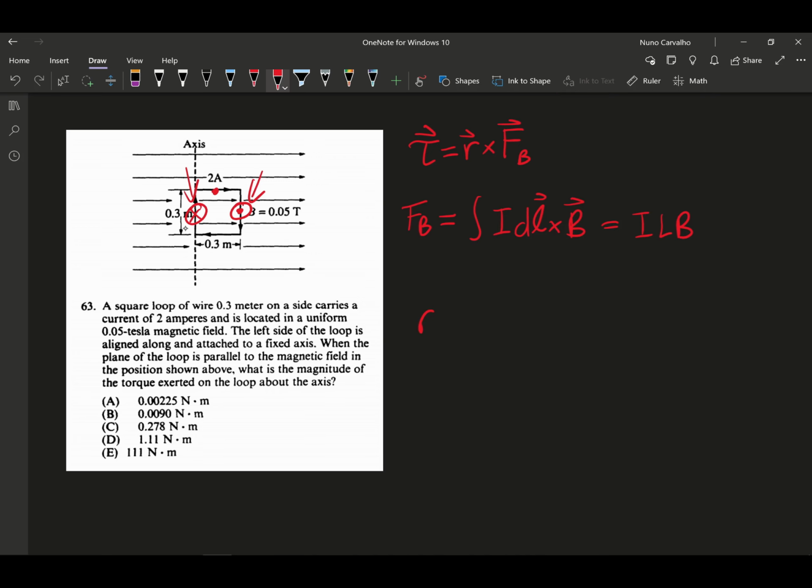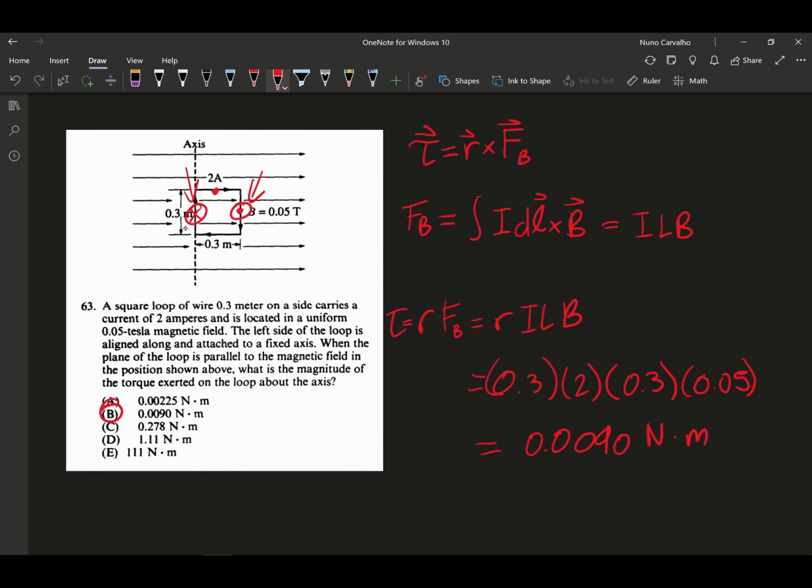Which is to say we're doing the torque is going to be R times FB, which is to say R times ILB. And so the length is going to be 0.3 meters, and the R is actually also going to be 0.3 meters, and we can tell because it's a square loop, which is to say we're doing 0.3 times, well, the amperes is 2, the length is still 0.3, and then the B is 0.05. And when you put that all in a calculator, what you should get is that it's equal to 0.0090 newtons times meters, which is this answer right here. B is the correct answer.